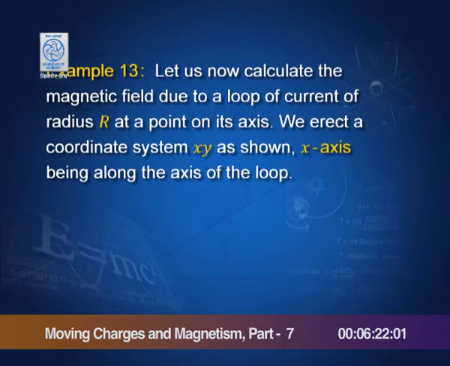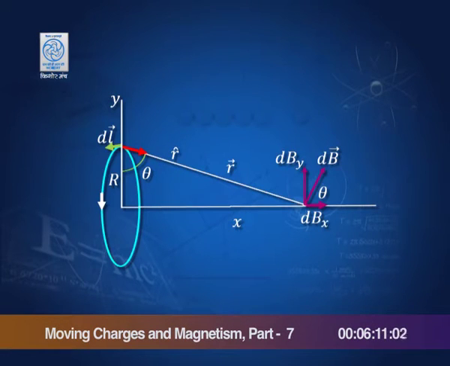Let us now calculate the magnetic field. This is very important. Magnetic field due to a loop of current of radius r at a point on its axis. We have found it at the center of the loop, but on the axis now. So, the geometry is clear. We have a loop, we have a point at a distance x, and this distance is r. R cap is a unit vector shown in red, dl is the current element shown in green, and the current is going in the anticlockwise direction.